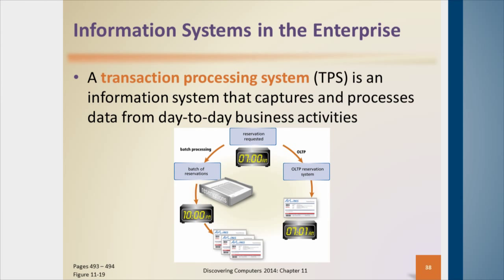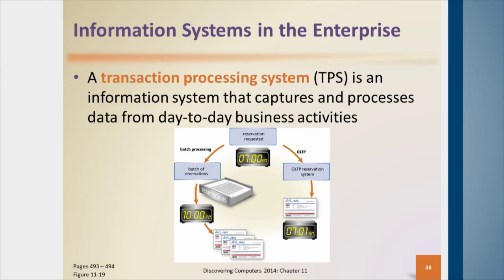Perhaps the most important system that we have in organizations is a transaction processing system. We need to be able to make money. We need to be able to process transactions to make sure that we're collecting money from our customers, that customers are receiving their goods or services, and we need transaction processing to make sure all that happens the way it's supposed to.